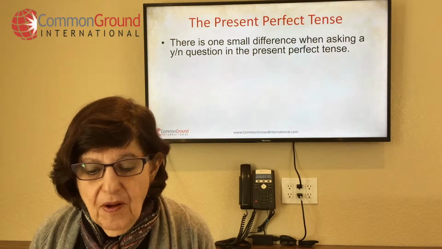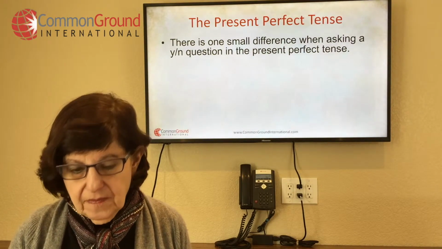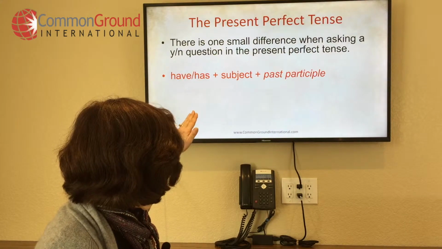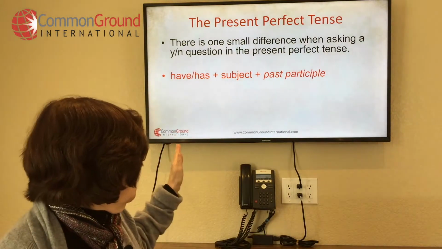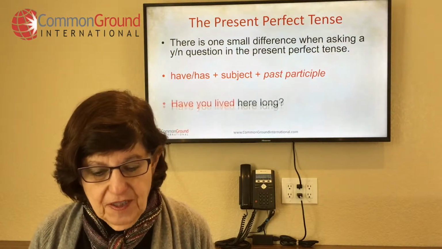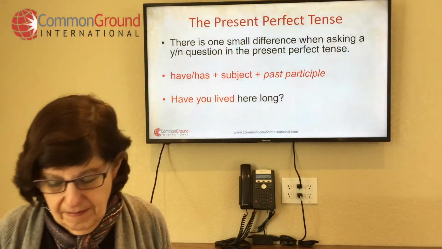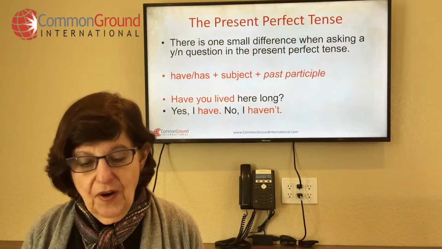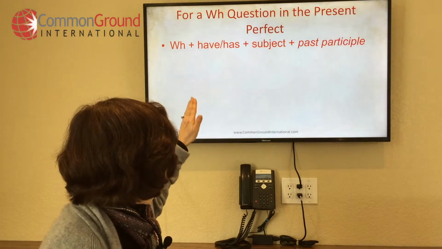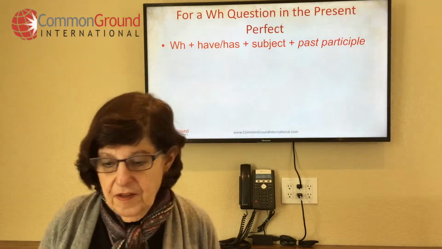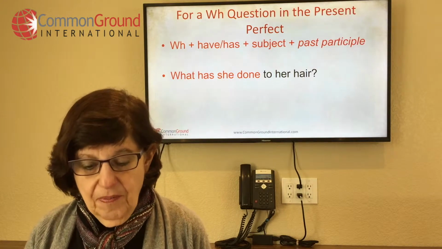There is one small difference when asking a yes-no question in the present perfect tense. We use have or has plus the subject plus the past participle. Have or has is the auxiliary, then the subject and the past participle. Have you lived here long? Have, auxiliary, subject, past participle. Yes, I have. No, I haven't. For a WH question, WH plus have or has plus subject plus past participle. What has she done to her hair? She dyed it purple.